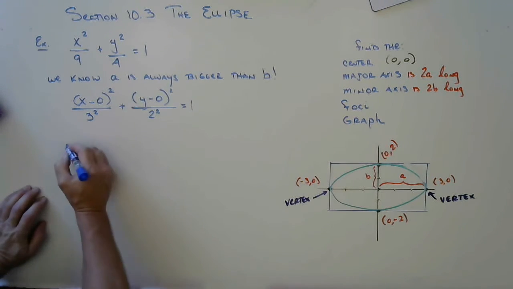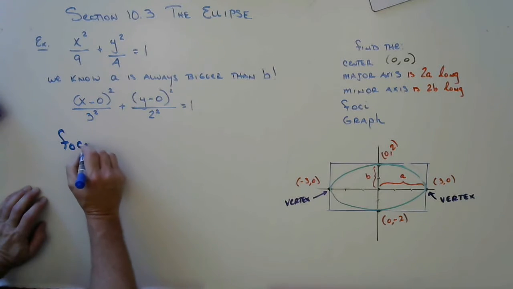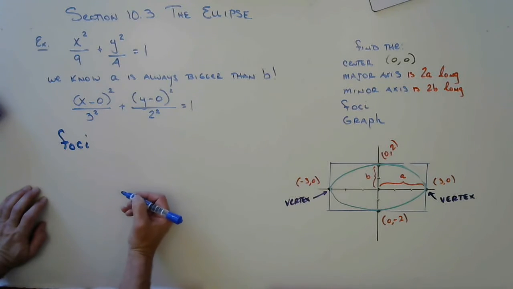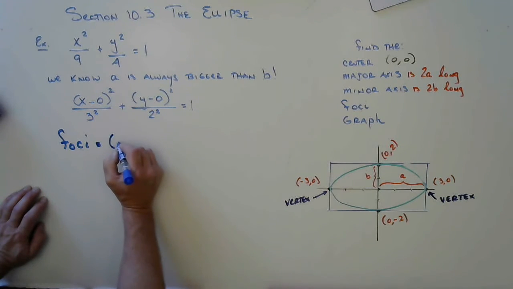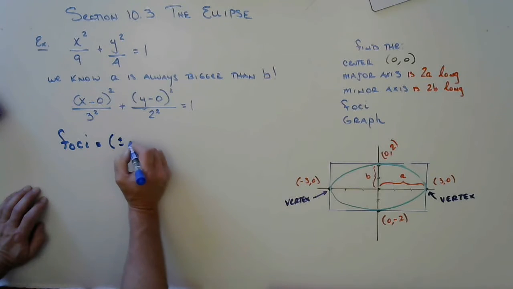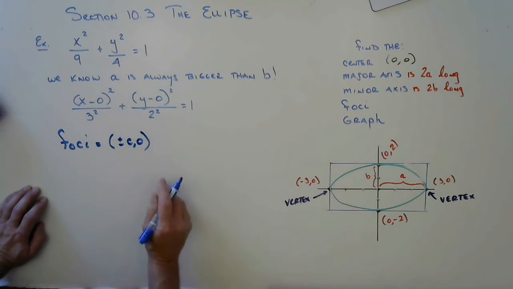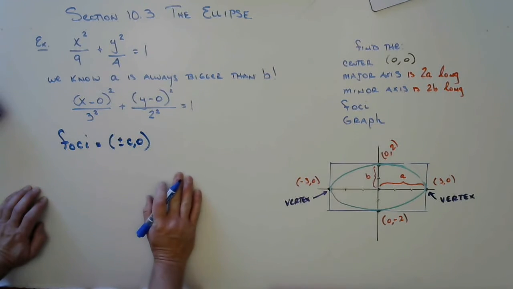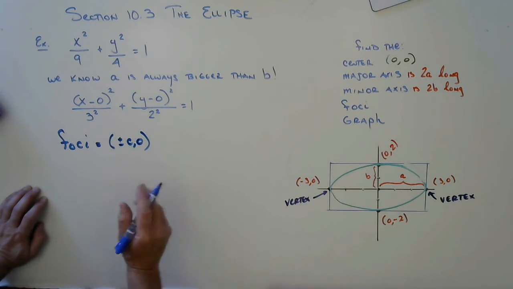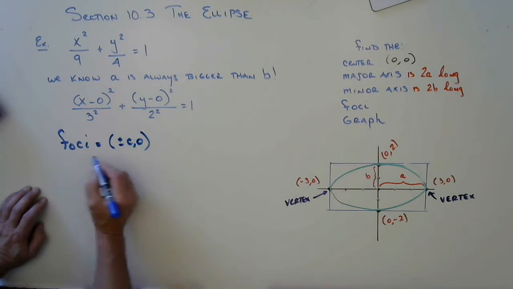The foci are going to be, in this case, plus or minus C comma 0. Now that's great, if only we knew what C was. We don't know what C is. I haven't talked at all about C. It's the last thing we do, so it's the last thing I'm going to talk about. So what is C? How do I find C?